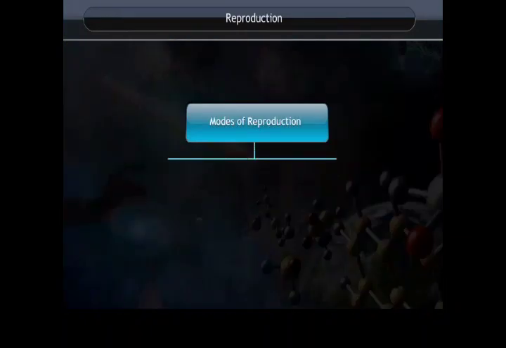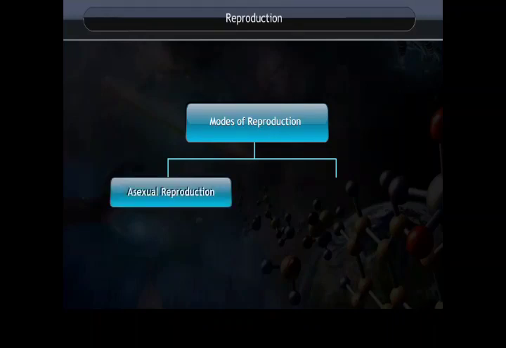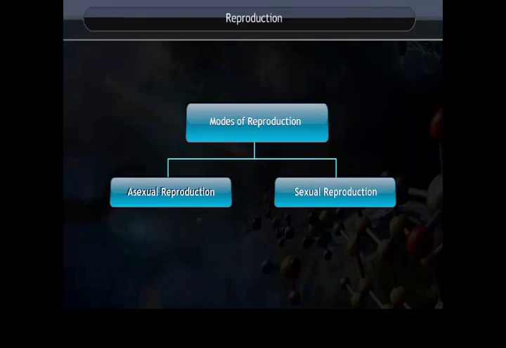Reproduction in animals takes place by two modes: asexual reproduction and sexual reproduction. Now, the question arises: how does reproduction take place, and do the offspring appear the same as the parent when they are born? Let us explore the answers to these questions.